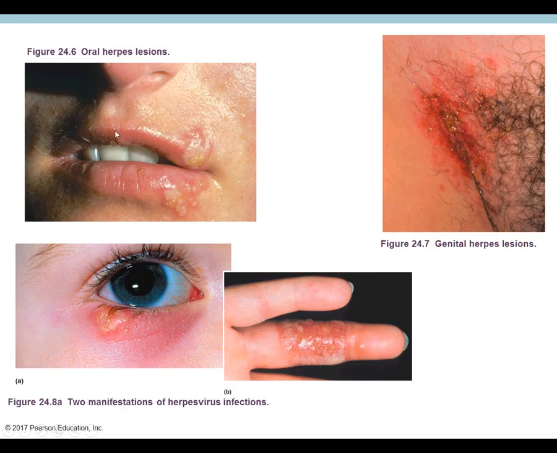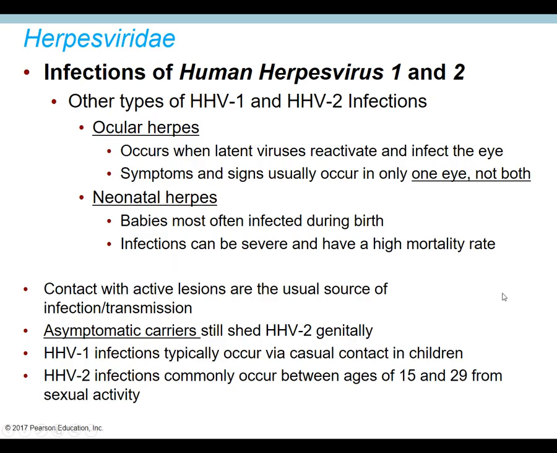So this is the oral fever blisters in this picture. Over here on the right, this is a genital blister. On the finger, it's called whitlow. And on the eye, it's called ocular. So those are pretty common for HHV1 and 2. And so usually if you get it in the eye, you only get it in one eye. So that's typical.